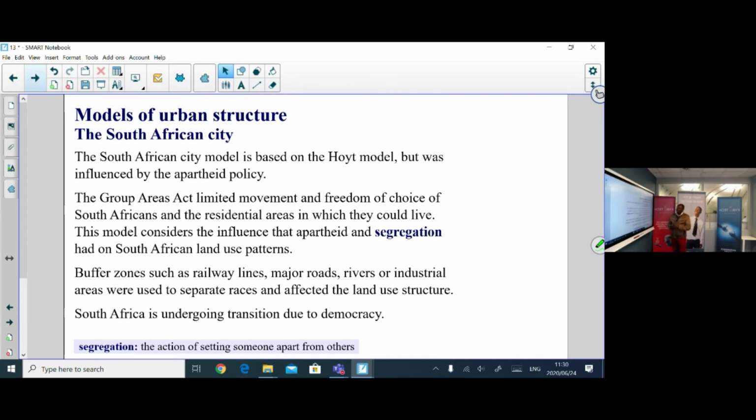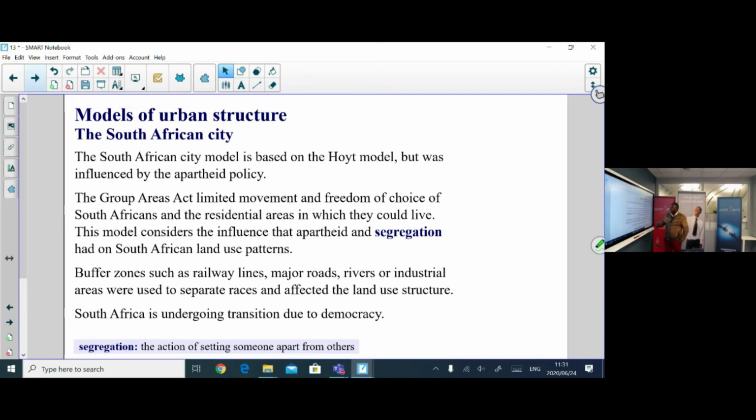So as you can see now, what became the basis of the organization of the cities in South Africa is the Hoyt model, because of its very nature of dividing the poor and the rich. But this was actually further divided into the different races, not only on the poor and the rich people.